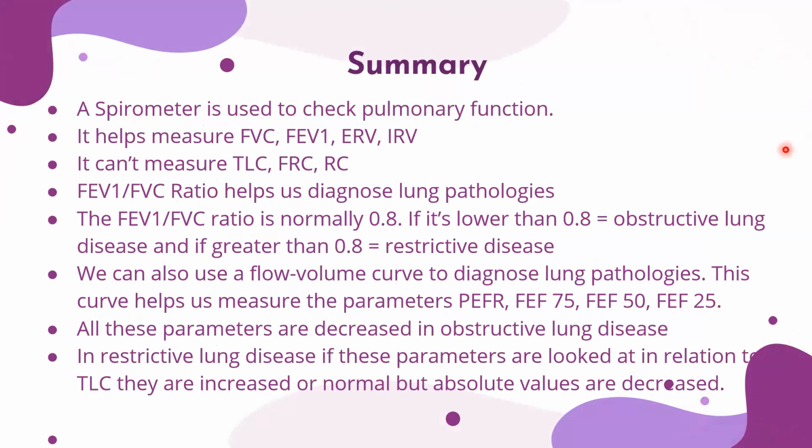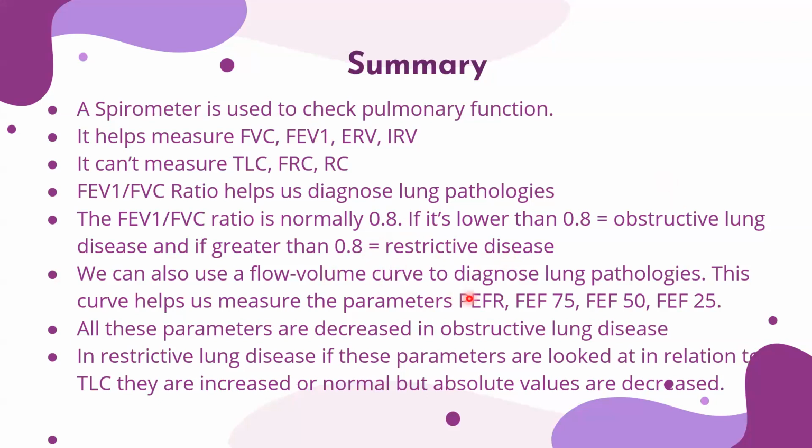So a spirometer is used to check pulmonary function. It helps you measure FVC, FEV1, ERV, IRV. It can't measure TLC, FRC, as well as RC. This ratio helps you diagnose any lung pathology. Usually it's supposed to be 0.8. If it's lower than that, it's an obstructive lung disease. Higher than that, restrictive lung disease.